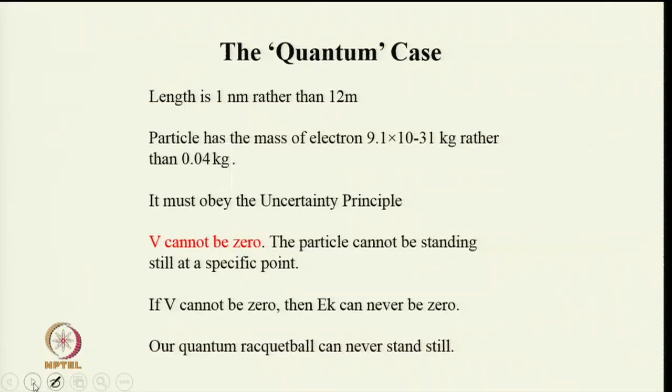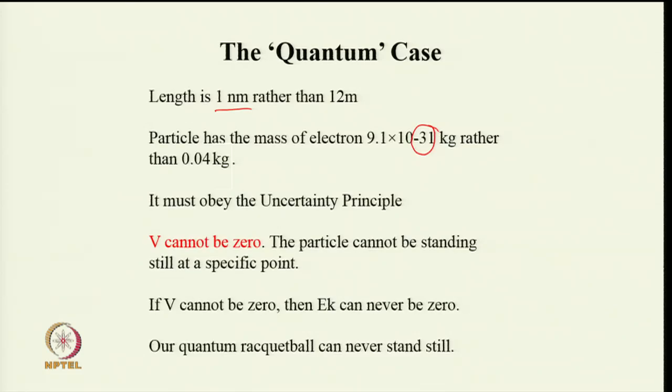Now, let us think of the quantum case. In the quantum case, the length of the box is 1 nanometer, and the particle has the mass of an electron, which is very small, 9.1 × 10^-31 kg rather than 0.04 kg. So, it must obey the uncertainty principle.